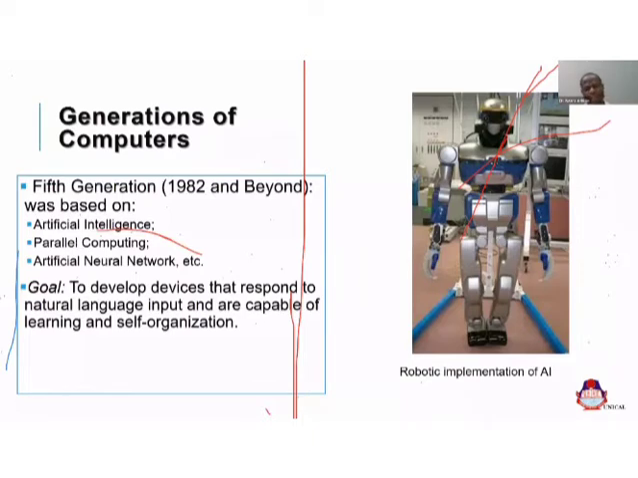The key goal of the 5th generation computers was to develop devices that will respond to natural language. So people can make input in natural language, and the computers will be capable of learning, and they organize themselves. So that's what you find in robotics. Like the picture on the right is an example of artificial intelligence implemented in a robot to do things.